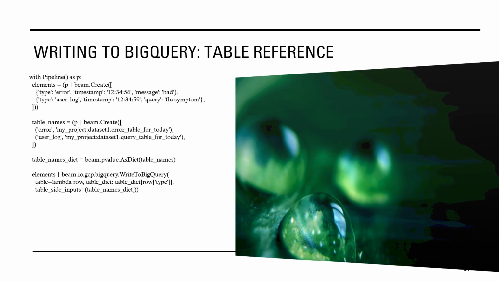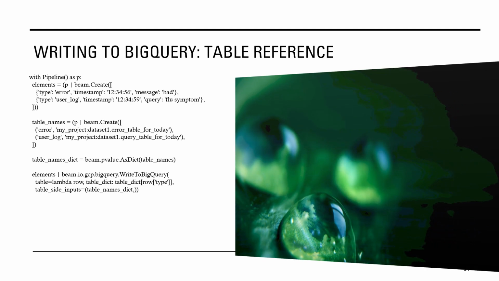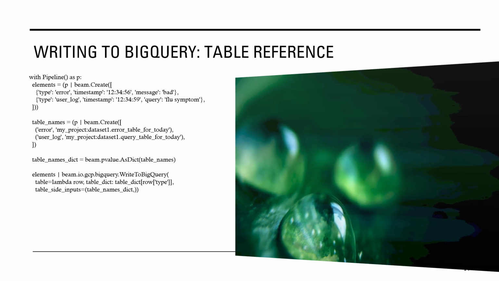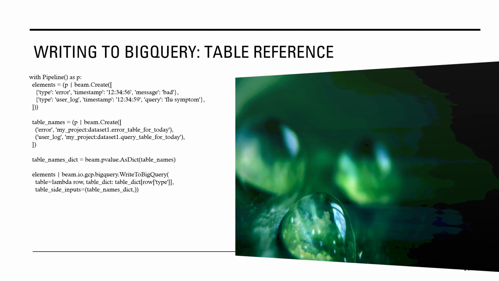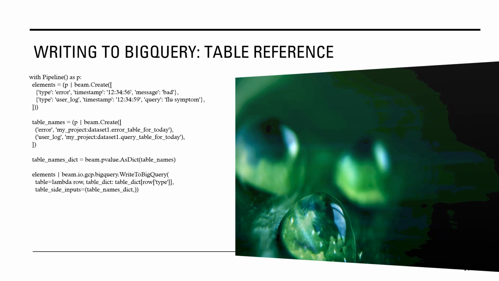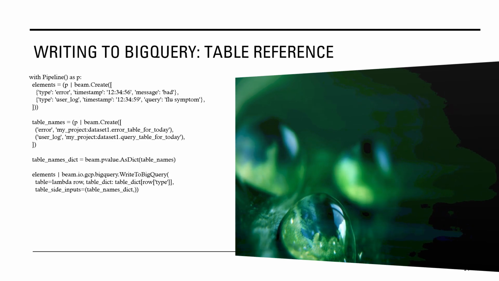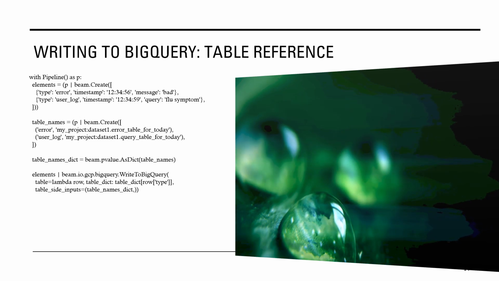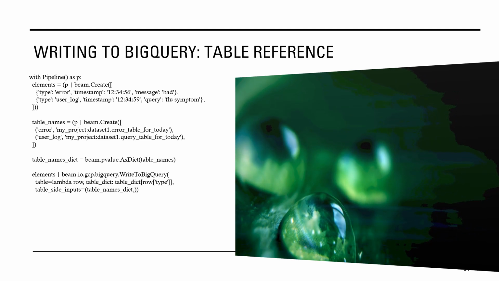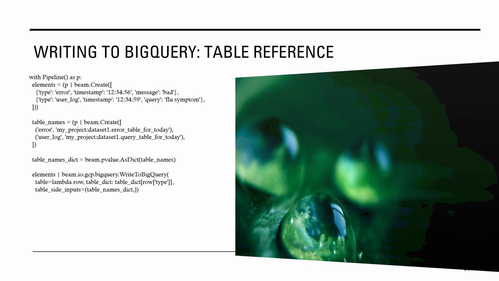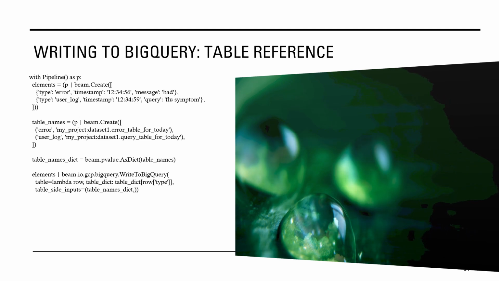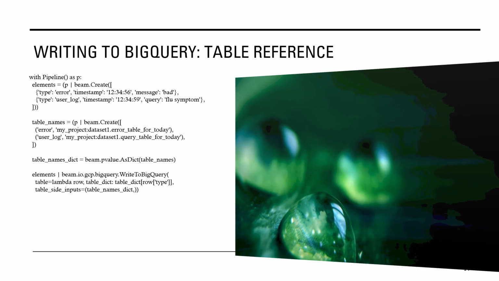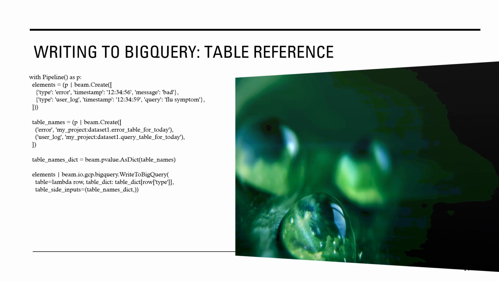Continuing on with writing to BigQuery, let's look at table reference. This transform allows you to provide static project, dataset, and table parameters which point to a specific BigQuery table to be created. The table parameter can also be a dynamic parameter or callable, which receives an element to be written to BigQuery and returns the table that the element should be sent to. You may also provide a tuple of PCollection view elements to be passed as side inputs to your callable.